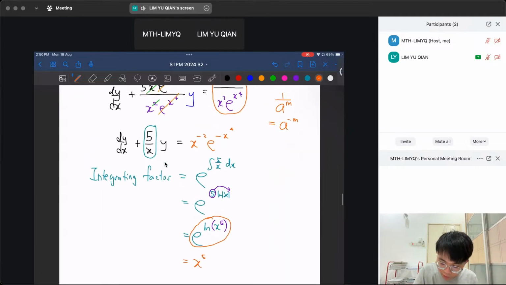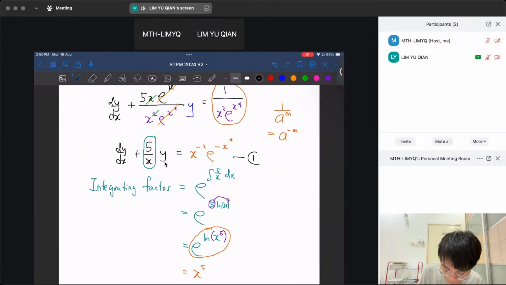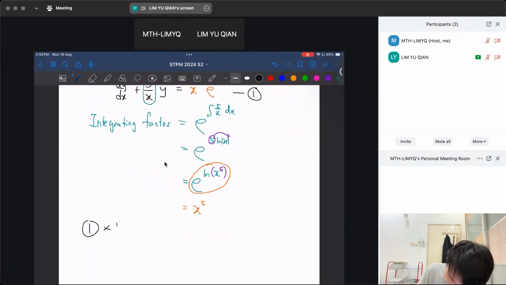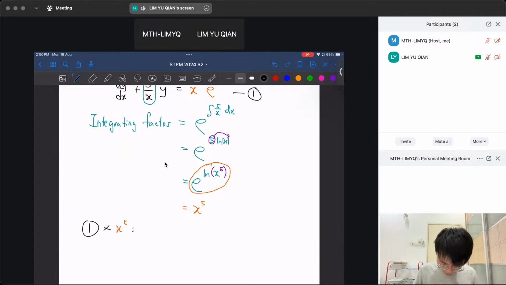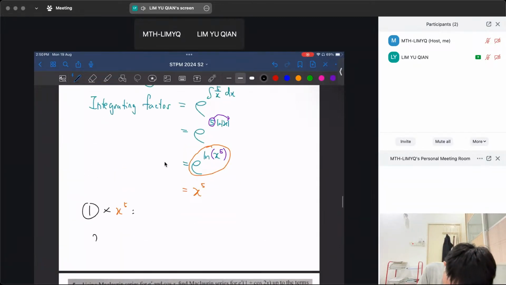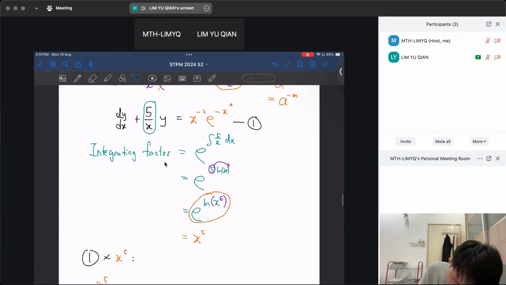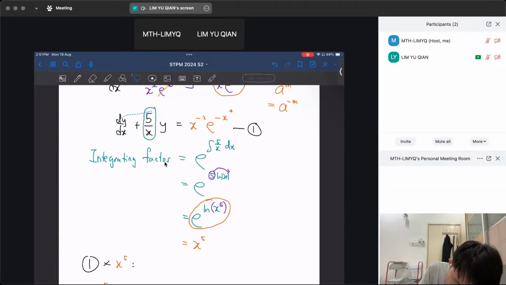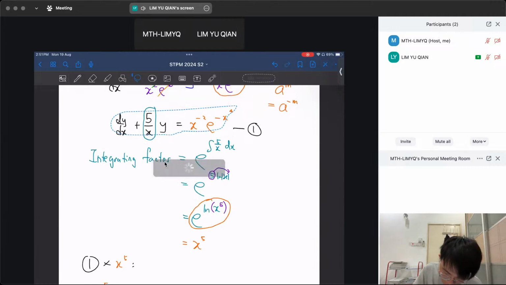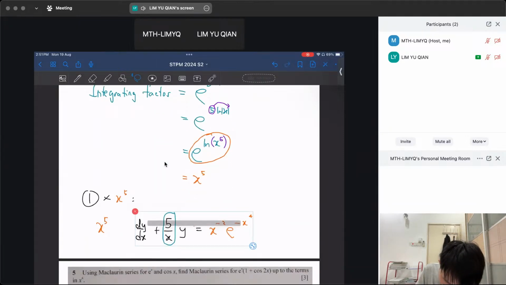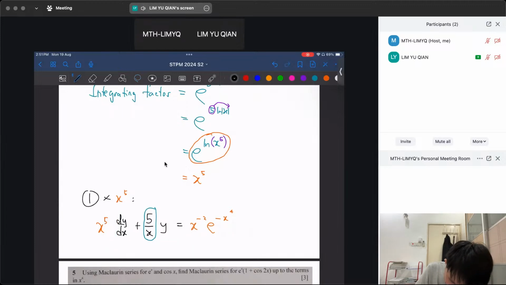So let's multiply our equation. Let's call it equation 1. Equation 1 multiplied by x^5, the integrating factor. So just write x^5 multiplied by everything over here, equal to, including this one also, multiplied by this.